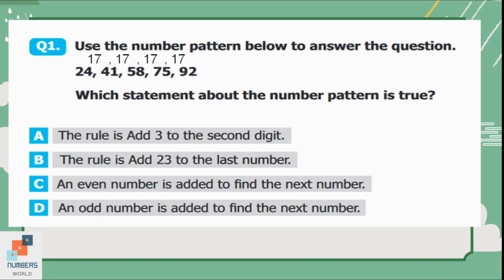Option A is the rule is add 3 to the second digit. So the second digit of 24 is 2. If we add 3 into 2, the answer should be 54. But here we have 41. So option A is incorrect.